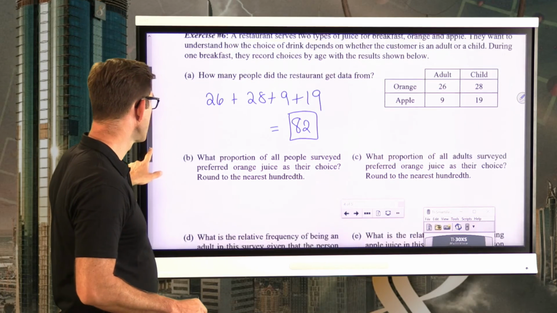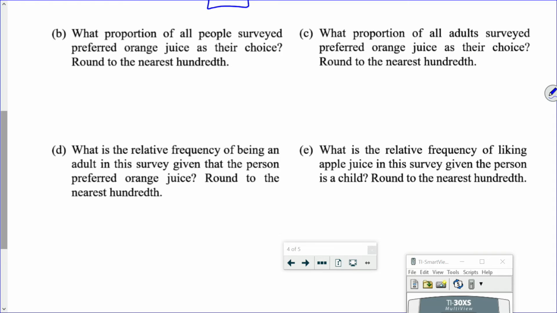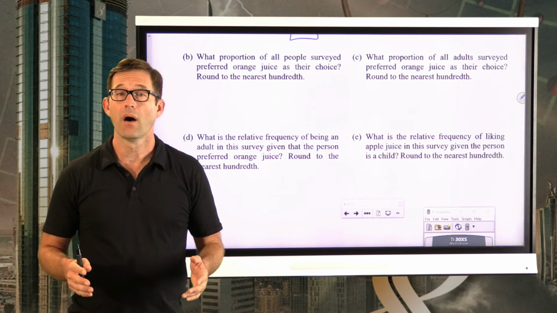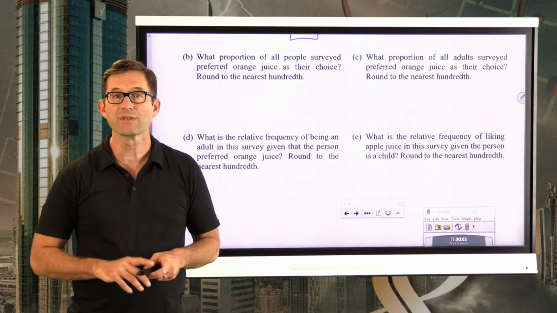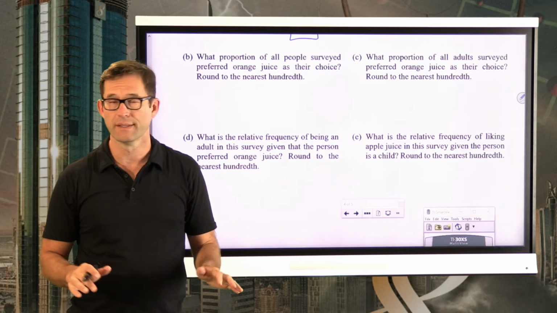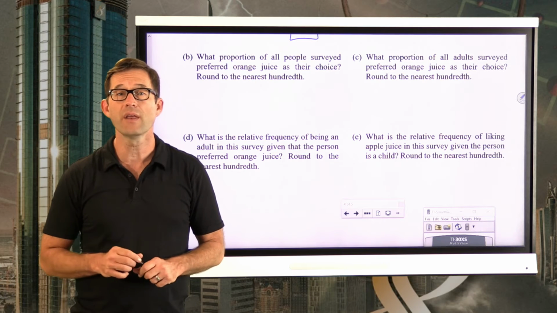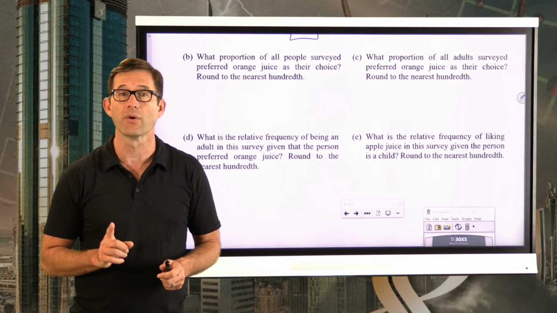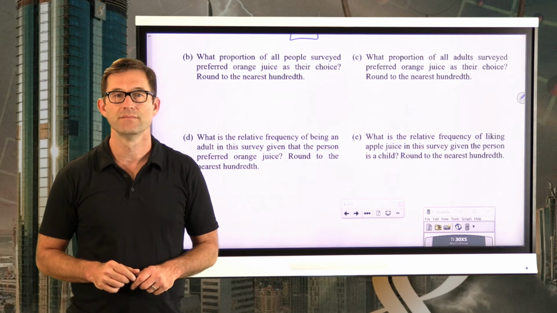Now let's take a look at letter B. What proportion of all people surveyed preferred orange juice as their choice? Round to the nearest hundredth. Try this out. We're just looking at a proportion, so I want the decimal version, no percents here. The percent is easily relatable to the proportion, but pause the video now and come up with the proportion to the nearest hundredth of all the people surveyed who preferred orange juice.